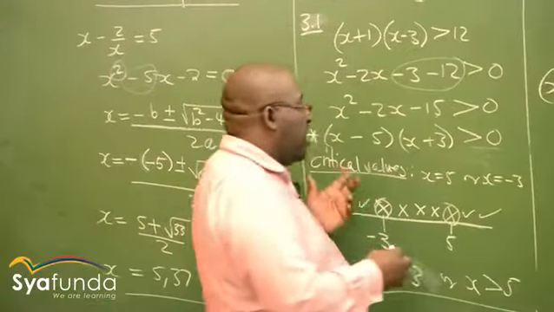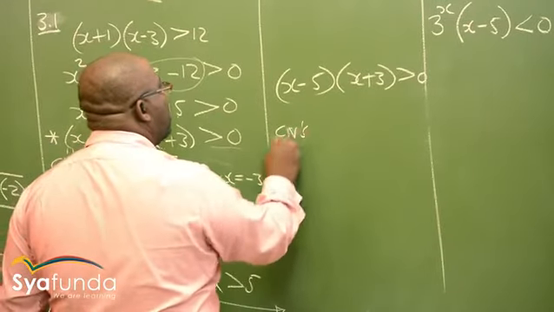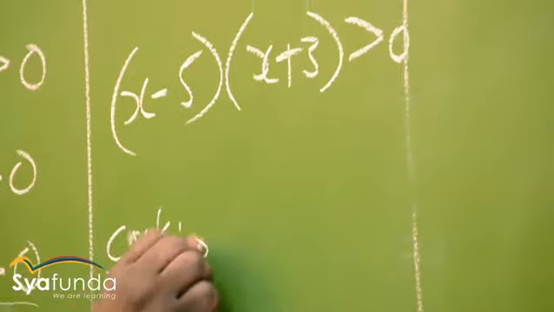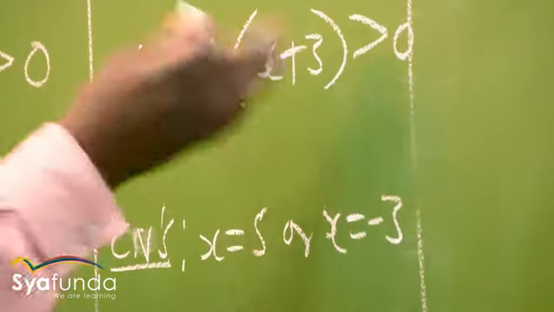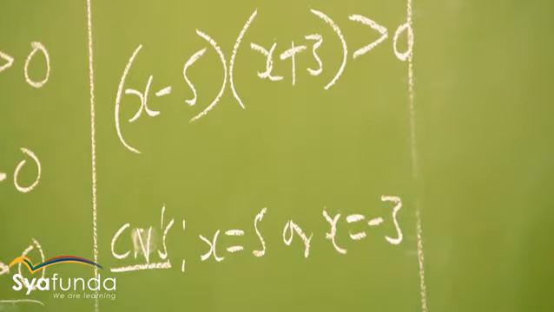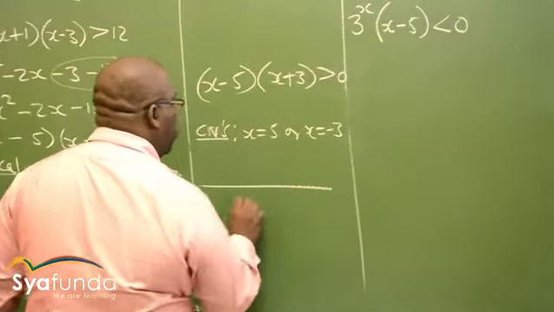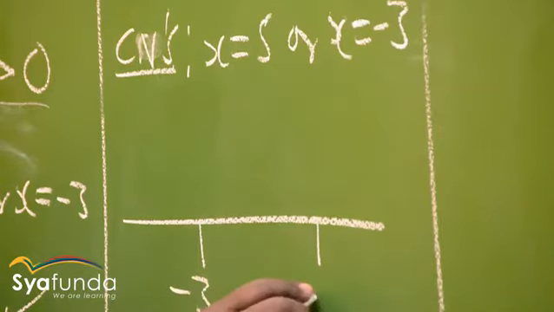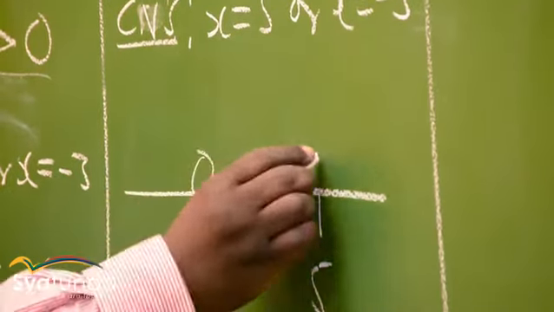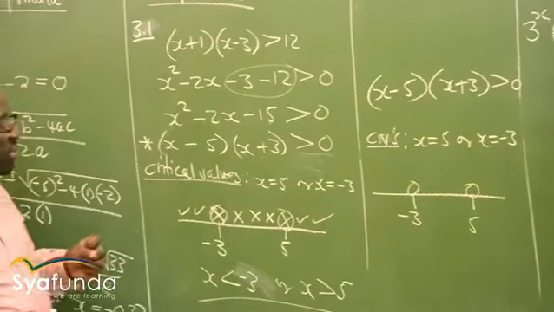Then from here, you have to do critical values, CVs. In this case, our CVs are x = 5 or x = -3. Those two critical values. From there, let's put them on a number line. Smaller one this side, bigger on that side. The smaller one is -3, the bigger one is 5. Instead of going through all those steps, you can just take shortcuts here.